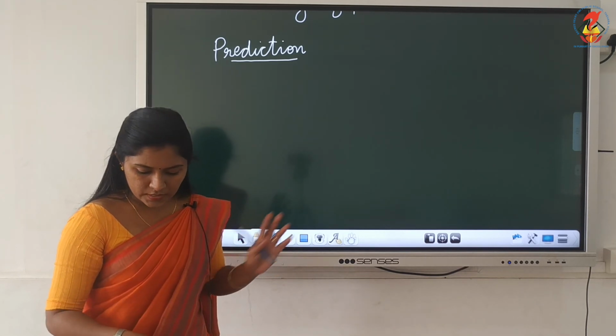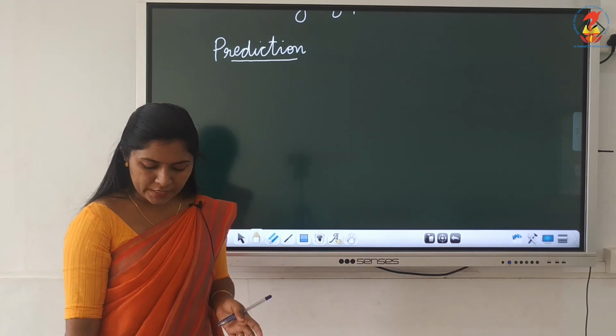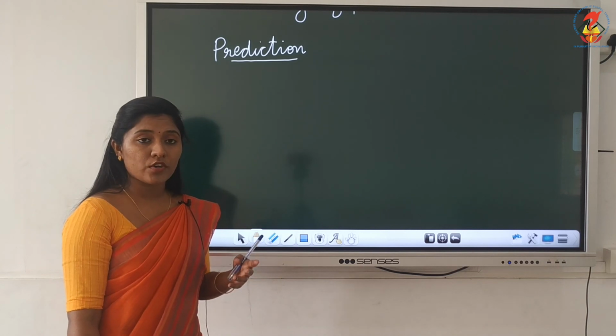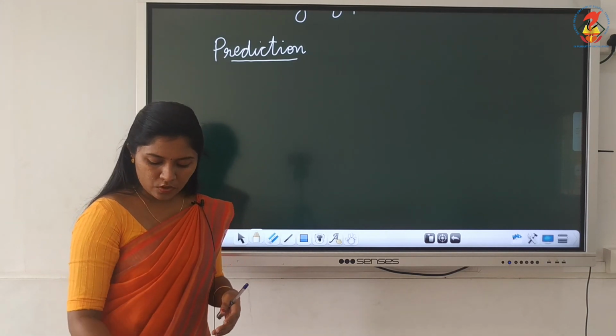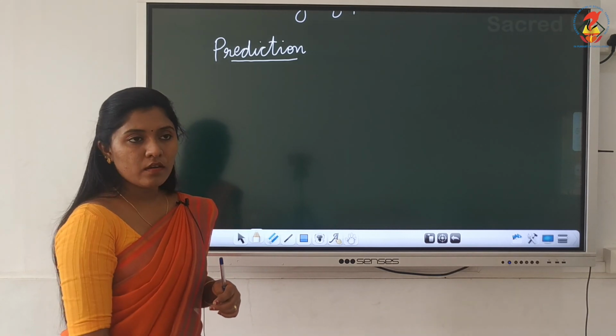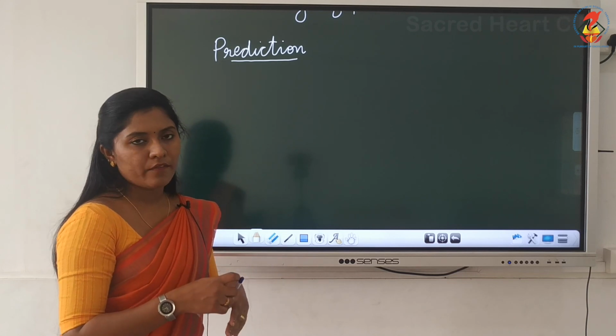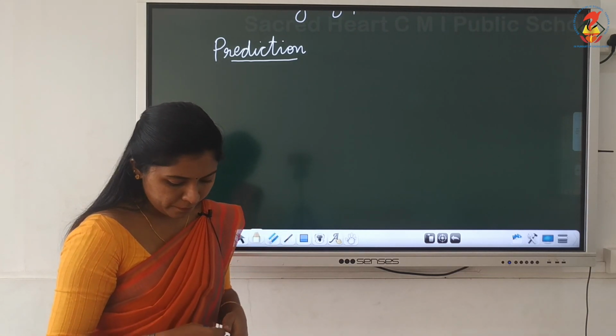In this goal, the researcher will be able to predict when the behavior is going to occur in future, or how this behavior is occurring, what are the causes of that behavior, so that you can modify that behavior in future. When you can predict, then you can modify that particular behavior.